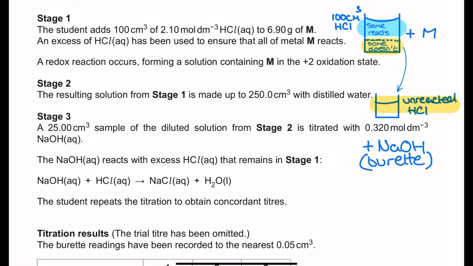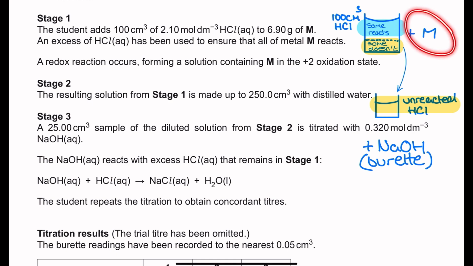So here, the student has a 100 centimetre cubed sample of 2.10 mole per decimetre cubed HCl, and they add to that 6.9 grams of the metal. Now, that amount of HCl was a deliberate excess, so they're not going to use all of the moles in the 100 centimetres cubed of HCl. How much of it doesn't react is then analysed in a subsequent titration. So I'll just explain again what's going on here.